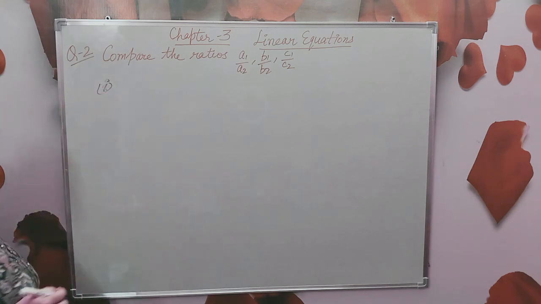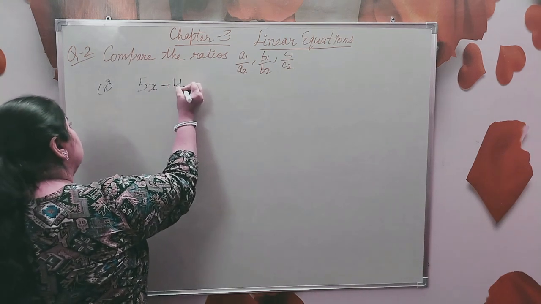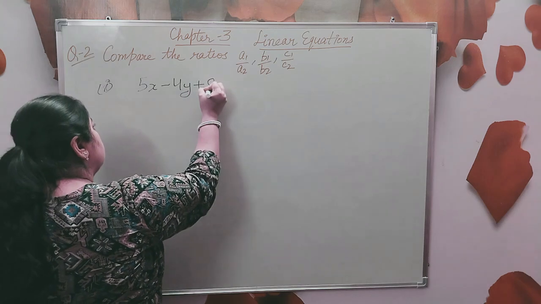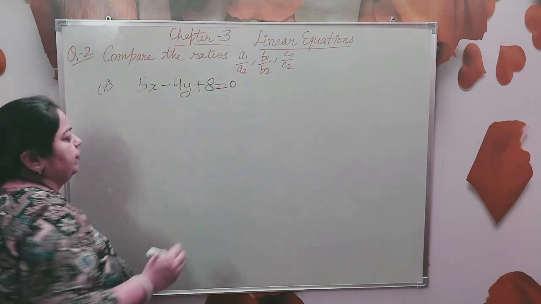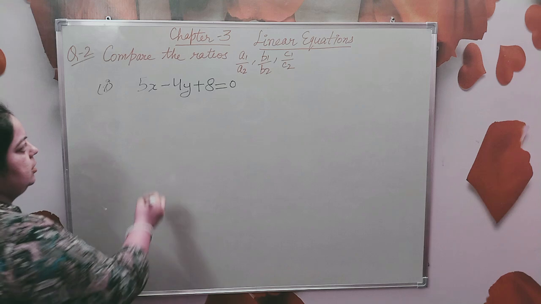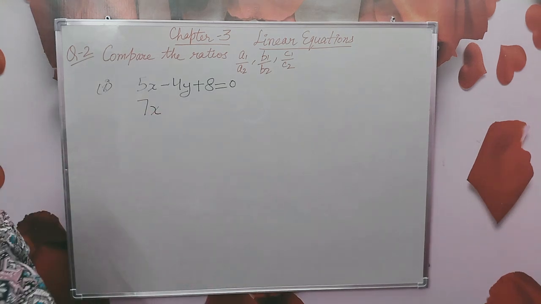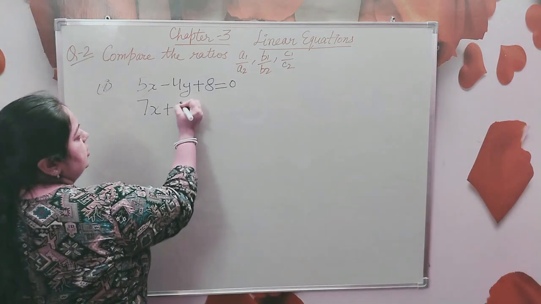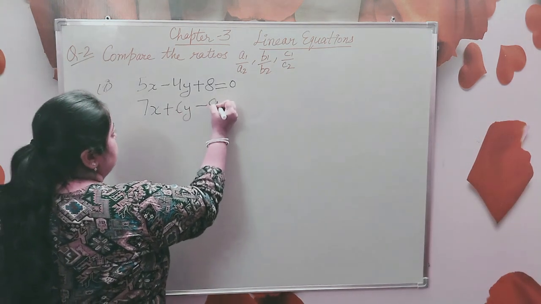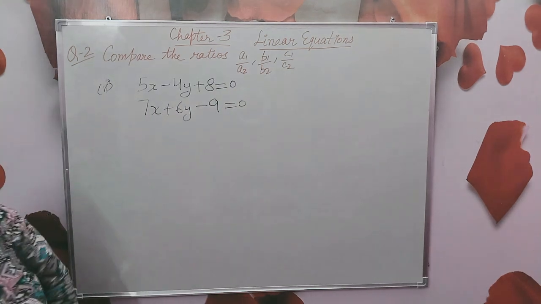Sum number 1 is 5x minus 4y plus 8 equal to 0. Second is 3x plus 6y minus 9 equal to 0. So this is given to us.